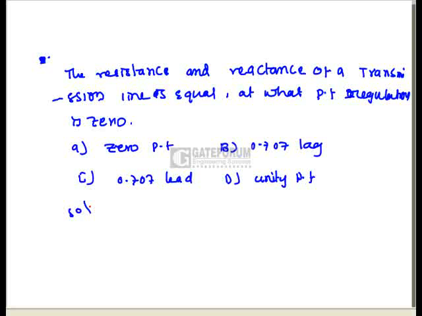Regulation is 0 means that there is no voltage drop present in the line. So this is possible only when the power factor is leading. So we can directly go for option C, because no other power factor is a leading power factor here. Only one option is given here, that is option C, the leading power factor.